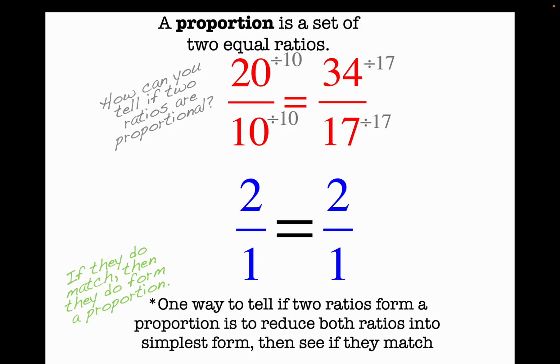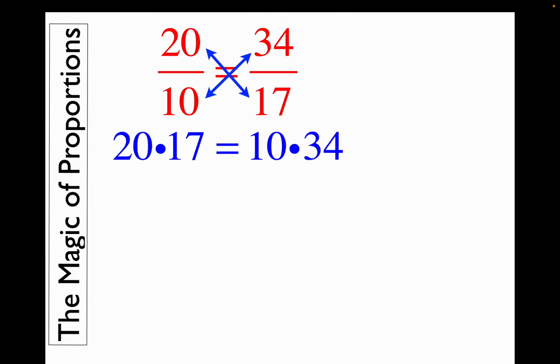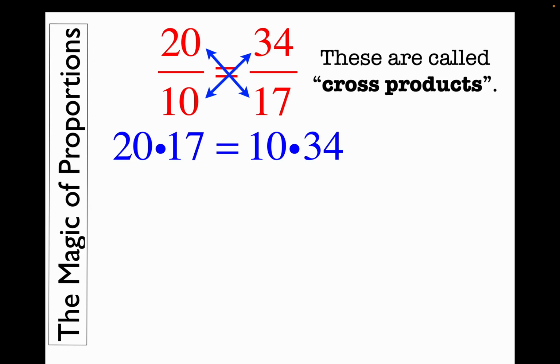If they match, they're proportional. If they don't, they're not. Now, when you have proportional relationships like this, there's something magical about them. Have you ever heard of cross products before? We can cross multiply, and the cross products should be equal as well. So 20 times 17 equals 34 times 10. They both come out to 340.